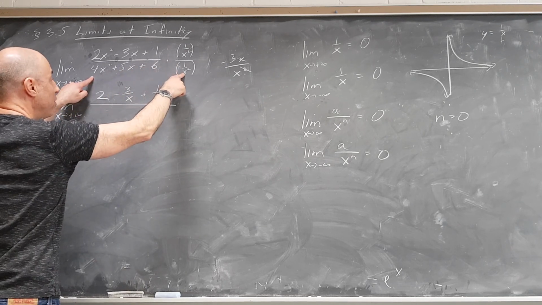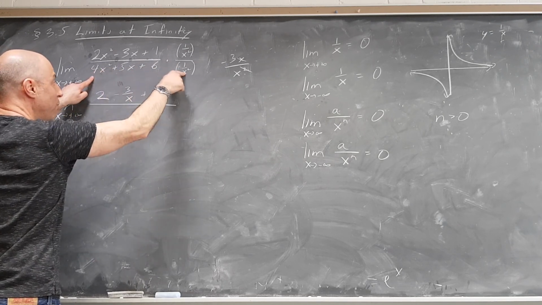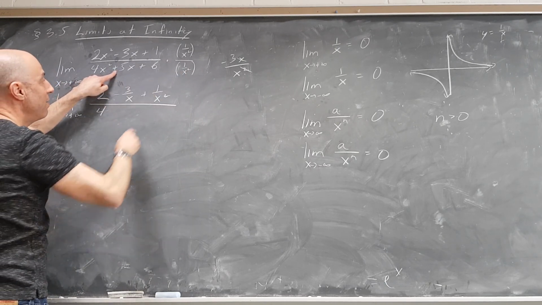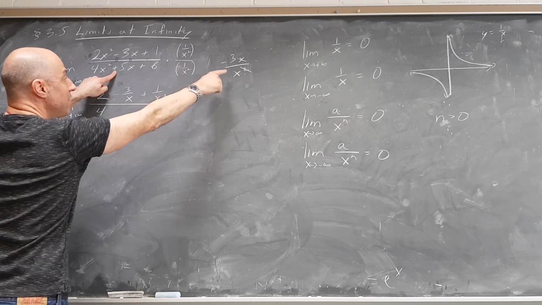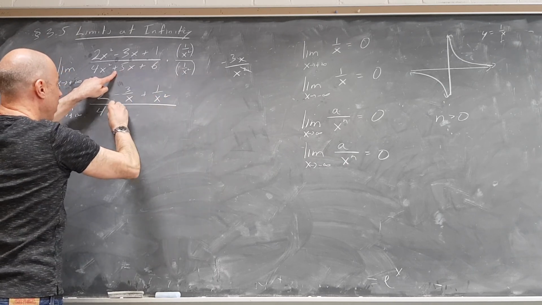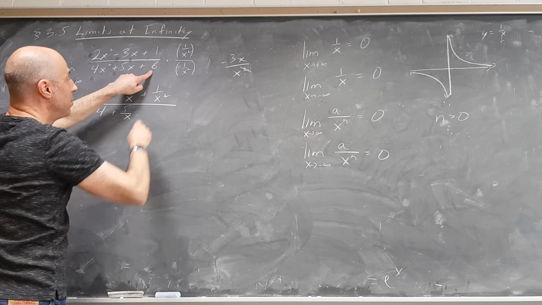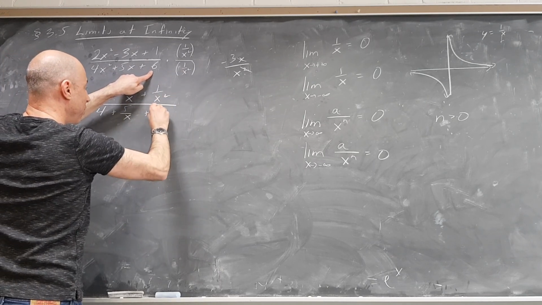4x squared times 1 over x squared. The x squareds cancel out. We're just left with 4. 5x times 1 over x squared. Same trick. We're going to end up with plus 5 over x. 6 times 1 over x squared. That's 6 over x squared, of course.